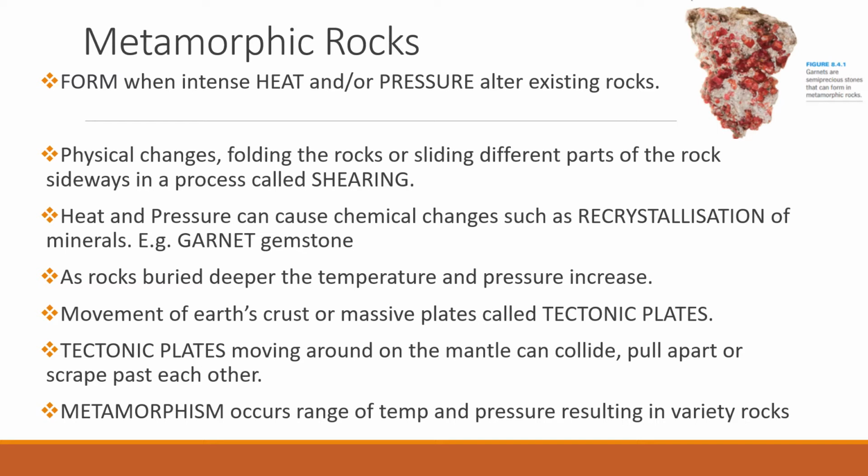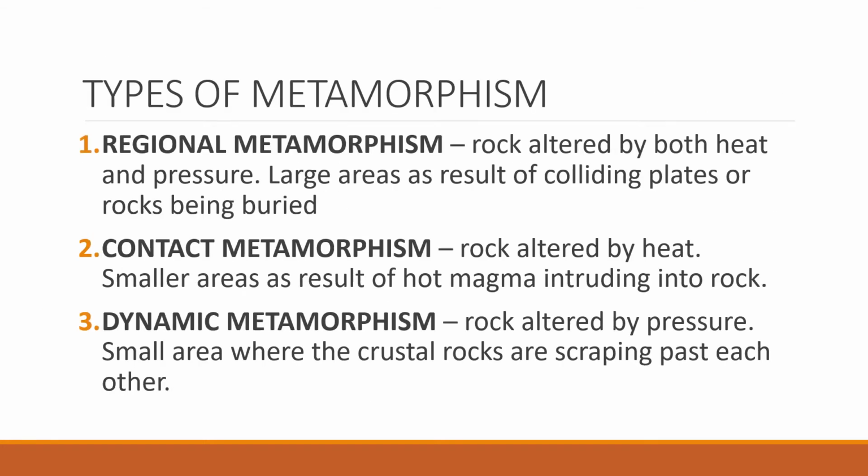As rocks bury deeper, the temperature and the pressure increases. Movement of the Earth's crust, or massive plates called tectonic plates, floating around on the mantle, can collide, pull apart, and scrape past each other. In that process, that's when metamorphism occurs, because the range of temperature and pressure results in a variety of different types of rocks. So there are three types of metamorphism.